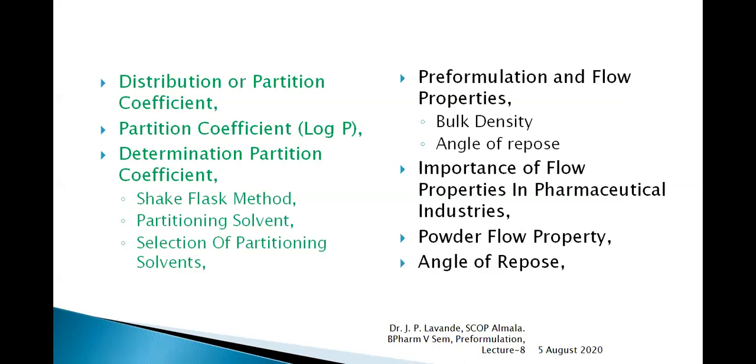Now, flow property in terms of the bulk density and the angle of repose. What is the bulk density? What is the tap density? We know that bulk density is nothing but mass upon volume. When we take the API or any powdered material into the measuring cylinder, the upper layer of the powder coincides with the graduation marks on the measuring cylinder. That is taken as the volume, and the weight of the powder is taken as the mass. So mass divided by volume gives you the bulk density.